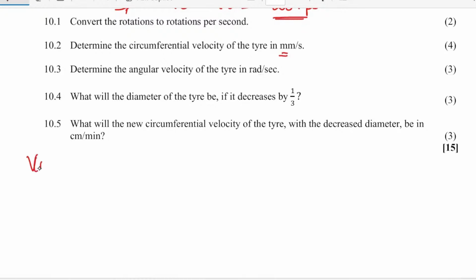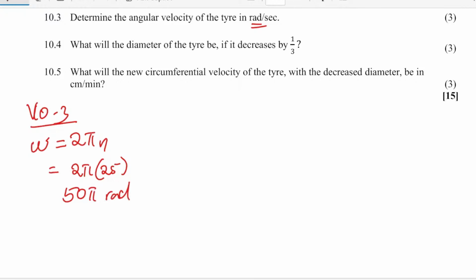And then 10.3, they want the angular velocity. So we know that angular velocity is given as 2 pi n, which will be 2 pi, and then the number of revolutions per second, in radians. Then we need to change it to seconds, which is going to be the same as 157.08.